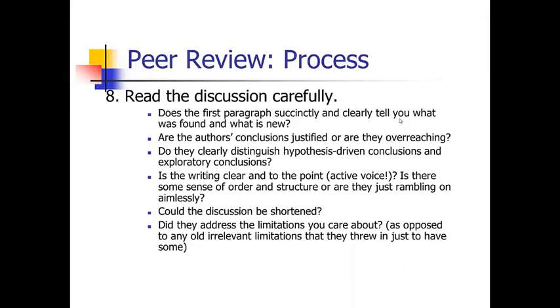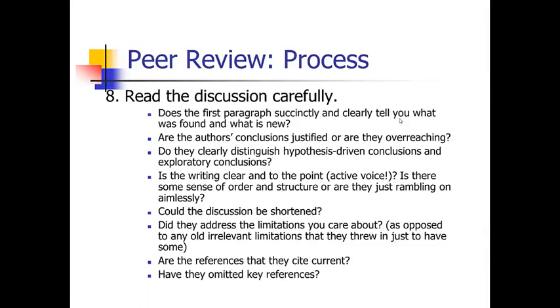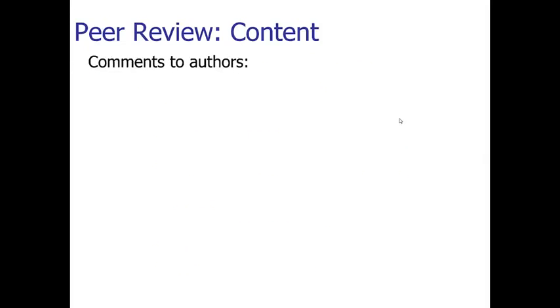And I'm always looking carefully at the limitation section. I want to see that they address the limitations that I care about. This is the mark of a good paper for me. If an author anticipates what I think the limitations are and tries to address them, rather than just throwing in those boilerplate limitations. So I'm looking for a good limitation section. You want to make sure the references that they cite are current, and of course, if there's any key references that you've noticed that they've omitted, you might comment on that. So those are the specific things in each section that I'm looking for and that I might comment on for the authors. So then I'm going to write up my peer review.